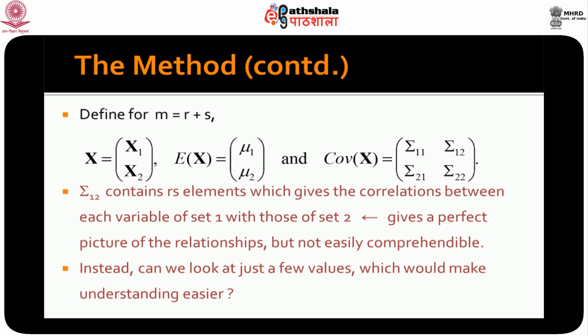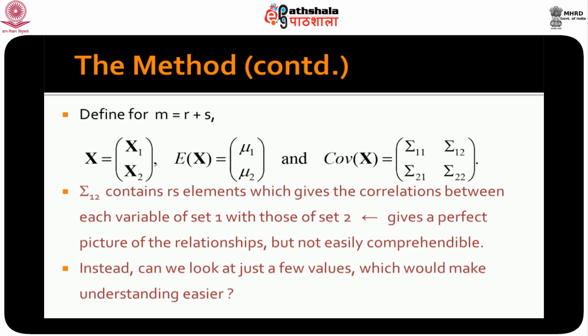Now what we do is we put the two sets into a single largest set of m variables. So m is equal to r plus s, and we have x, which is an m-dimensional vector, as x1 and x2. So the first r elements of x are from the first set, and the last s elements are from the second set. So x is x1, x2.